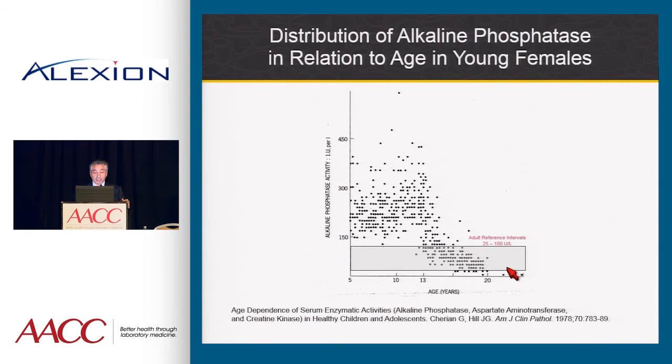Now, if you look at the adult reference interval that was used at the time, you can see there is a huge number of children that have high levels of alkaline phosphatase that would be misdiagnosed if one uses adult reference intervals. So this just highlights, and this is not a new finding, that we knew for decades that levels of enzymes such as alkaline phosphatase, but many other tests that we do, are different in many cases in children than in adults.